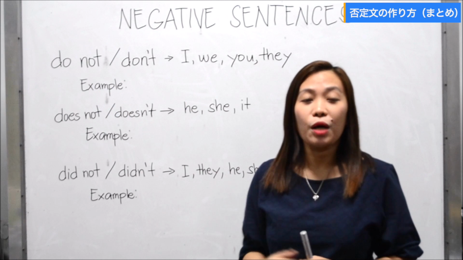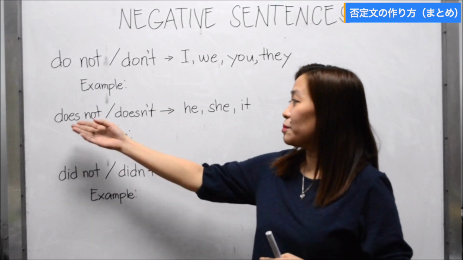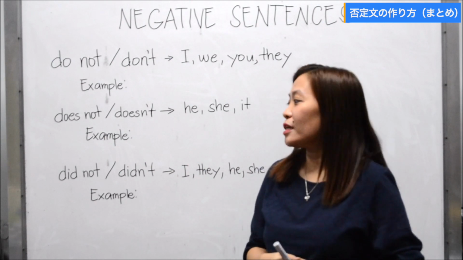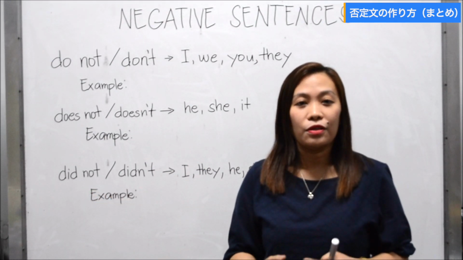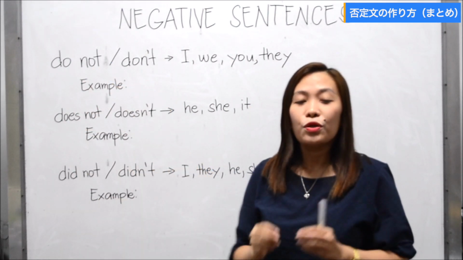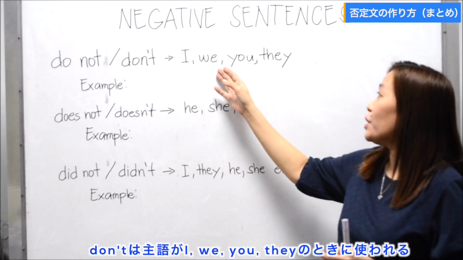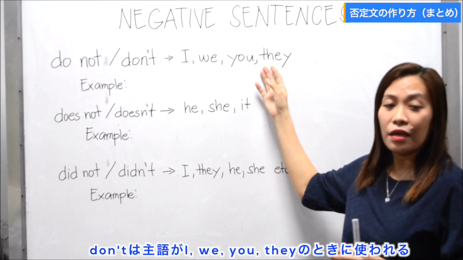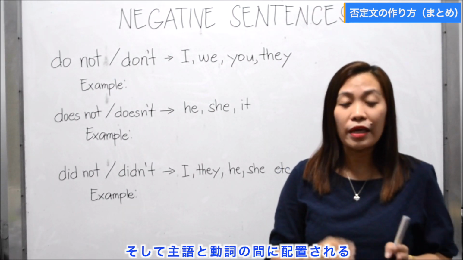Do becomes do not or don't. Does becomes does not or doesn't. And did becomes did not or didn't. So first, let's begin with do not or don't. Don't is used with the subjects I, we, you, and they. And don't is placed between the subject and the verb.